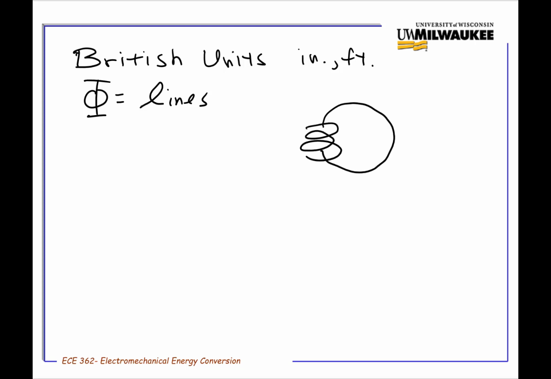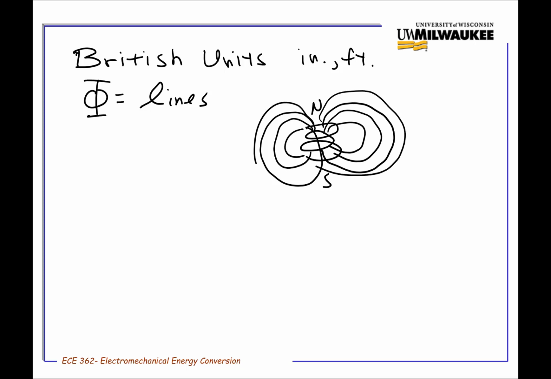You got a coil, it's producing flux lines. You got your north and your south. And they say, okay, I got so many lines, and that would be the British unit. I don't know the conversion factor. The B ends up becoming lines per square inch. I can't remember the conversion factors, but this is just kind of an FYI. Okay, any questions so far on that stuff?